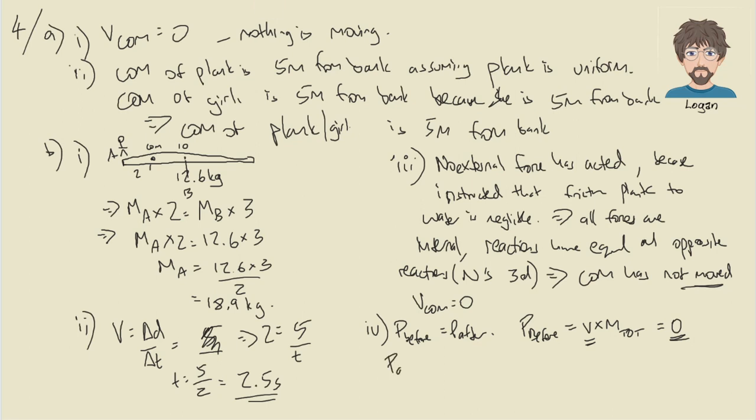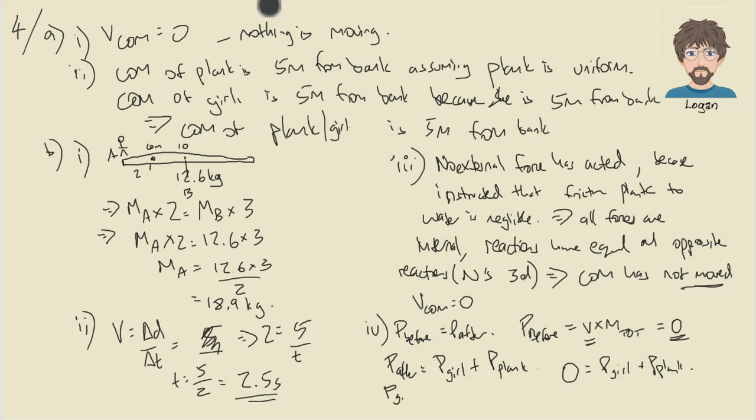Now, P after equals the momentum of the girl plus the momentum of the plank. So when I say after, I mean while she's moving. We know from this relationship, the momentum before and the momentum after are the same because no external force is acting. So we get that 0 equals the momentum of the girl plus the momentum of the plank, and we can work out the momentum of the girl.